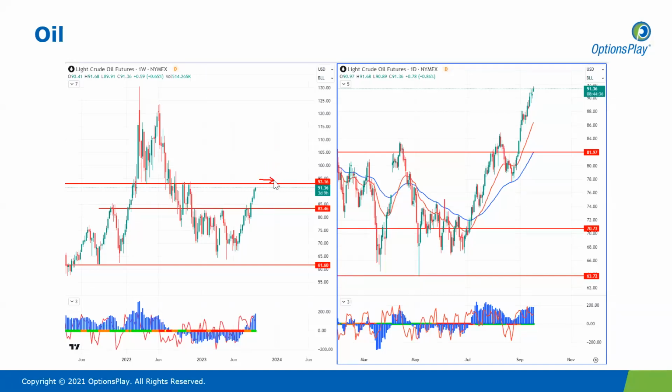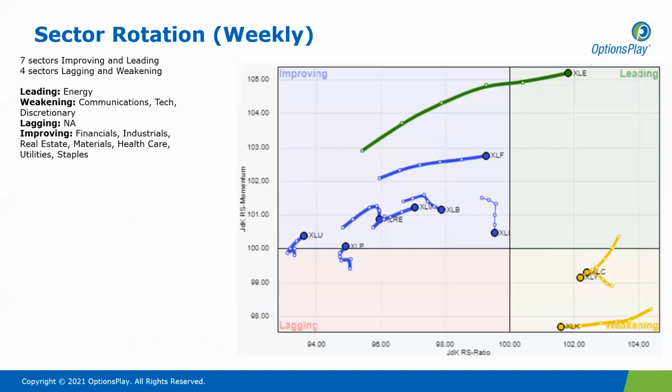If anything, we may see some consolidation, and we may have to wait for additional fundamental catalysts or macro catalysts for further direction. But oil definitely looks very strong, showing a lot of underlying strength, but definitely also is approaching a resistance level. Okay, sector rotation.